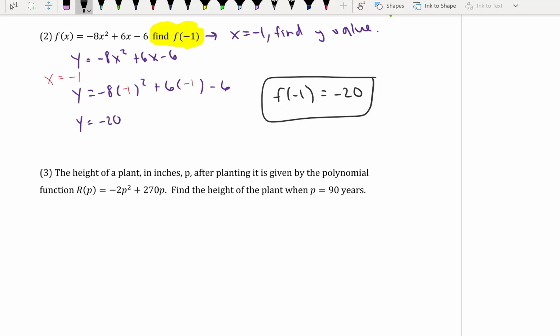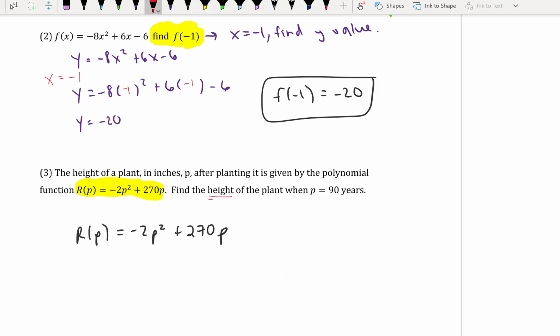So we're going to take that same idea and apply it to number 3, except we're just going to wrap it up in a word problem. So if you know how to do this problem, you can do this word problem. It says the height of a plant in inches p after planting it is given by the polynomial function r of p. Find the height of the plant when p is equal to 90 years old. So you're just like, okay, they give me this equation. The equation is r of p equal to negative 2p squared plus 270p. So that function was given to you here.